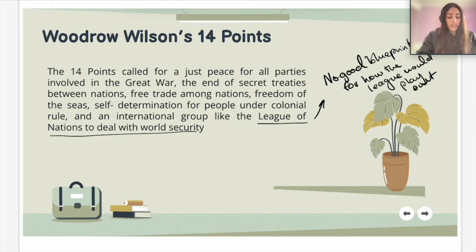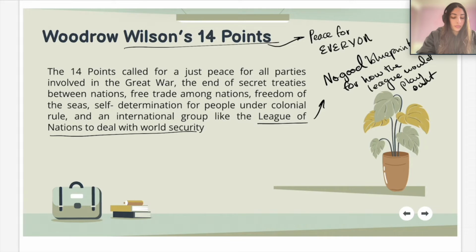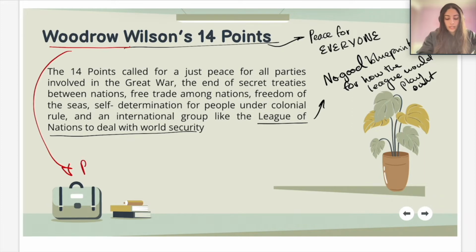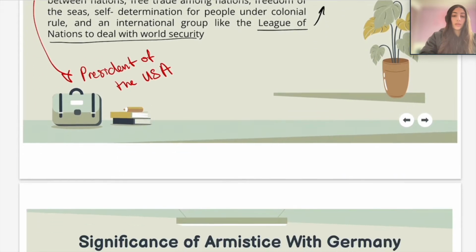And just to be clear, Woodrow Wilson's 14 points were important because they wanted peace for everyone. So not only peace for France, not only peace for Germany, but they wanted peace for everybody. And in case we didn't know, Woodrow Wilson was the president of the United States, which I mentioned before. All right, that's really all we need to know about the 14 points.